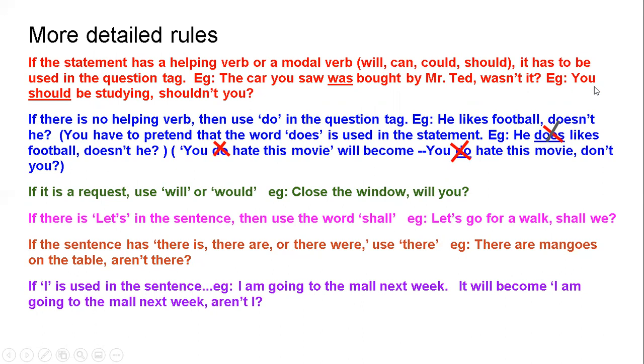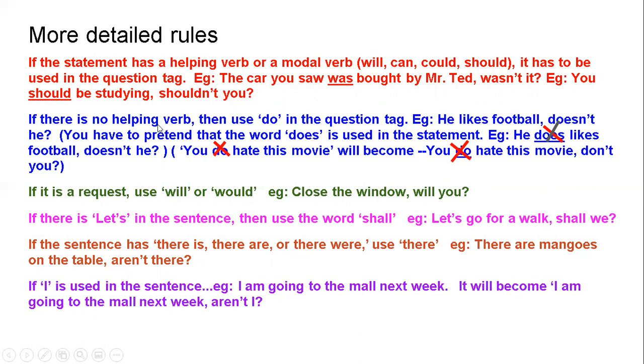Here's another example for you. You should be studying, shouldn't you? Now we're using should. It's not a helping verb. We're using a modal: will, can, could, or should. So we're using should here. If you have one of these words, then you have to use that word in your question tag. Ensure that you're following the earlier rules that I spoke about also, which means if this is positive, this will be negative. So remember all those rules as well while we go through these ones.